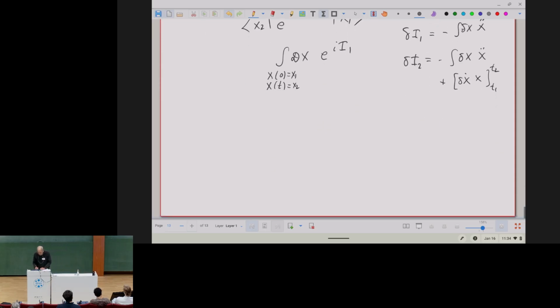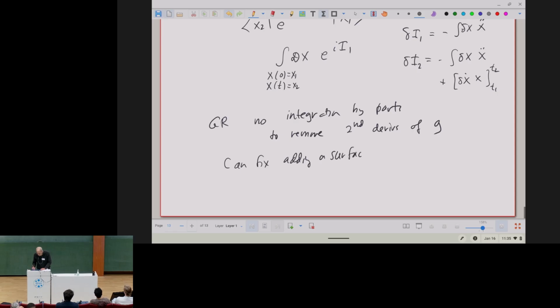So for GR, there's no integration by parts to remove the second derivatives of g. So you can't just integrate by parts to improve the Einstein-Hilbert action, but there is a surface term you can add. You can fix the problem by adding a surface term. And the surface term is the Gibbons-Hawking-York surface term. Y is York, and Gibbons and Hawking I've already mentioned.